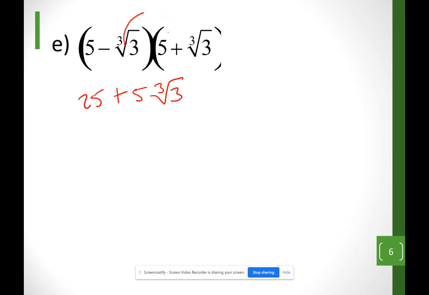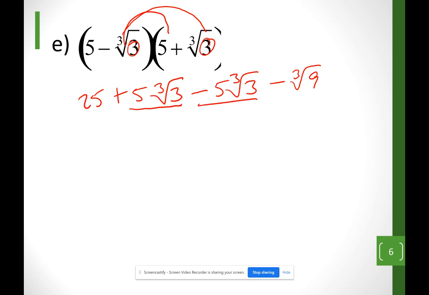Now let me distribute this one. Keep an eye on your sign. So that's going to give me negative 5 cube root of 3. And then here will give me negative cube root of 9. Don't forget to multiply it 3 times 3. All right, so I noticed that the 2 terms in the middle, they cancel out. So I'm just going to have 25 minus the cube root of 9.